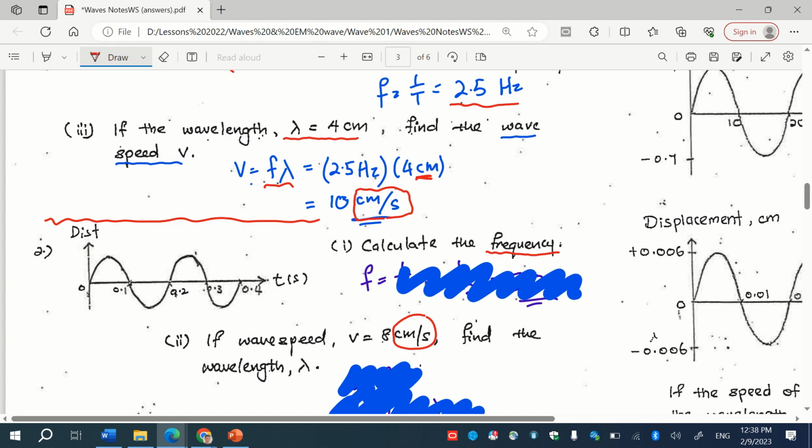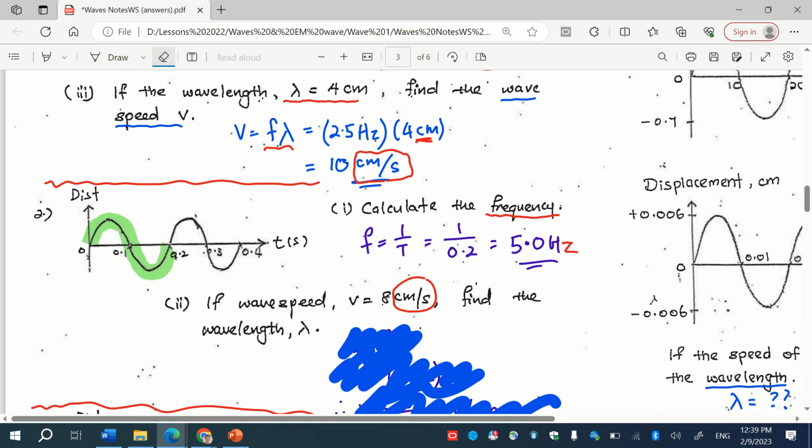Okay, what is the period? Time taken for one wave. Let's look at the one wave in this question. One complete wave, one letter S. You got 0.2 second. So frequency F equals 1 over T. You get 5 hertz this time. Okay, 5 complete waves produced per second.